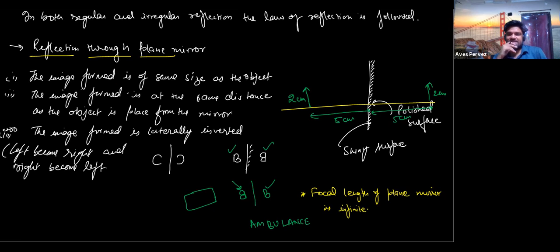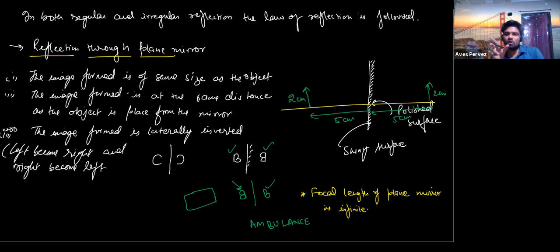So if a question arises here, that an object is placed at a distance of 5 centimeter from the plane mirror, what is the distance between the object and its image? 10 centimeters. Yes, it would be 10 centimeter.